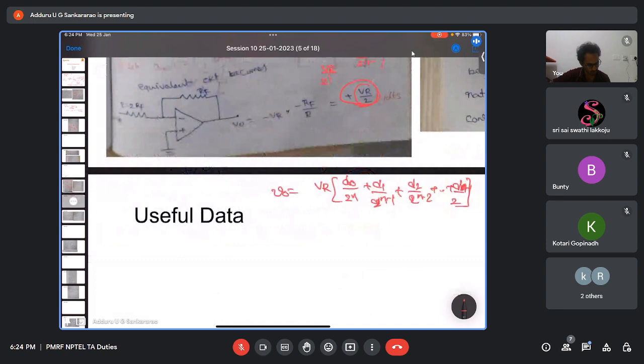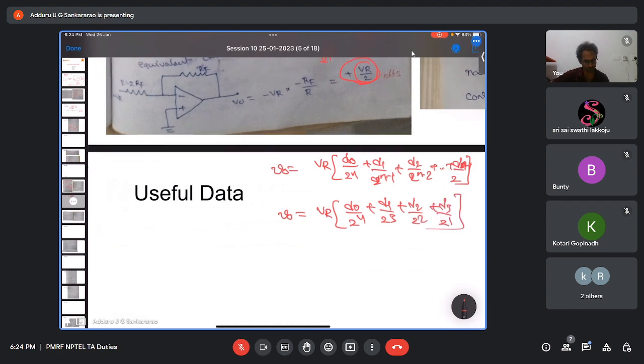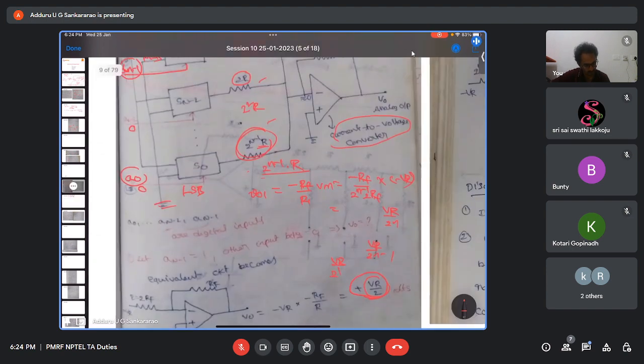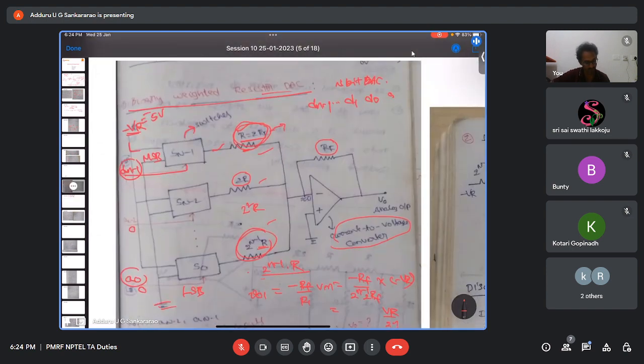Okay, hope you understood. So based on this, you can solve a question. Suppose for a DAC, they have given a 3-bit DAC or 4-bit DAC and the reference voltage. So what is the output? For a 4-bit DAC, it is D naught by 2 power 4 plus D1 by 2 cube plus D2 by 2 square plus D3 by 2 power 1. This is the 4-bit DAC output. This is the binary weighted resistor DAC.